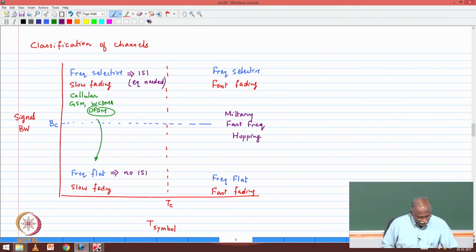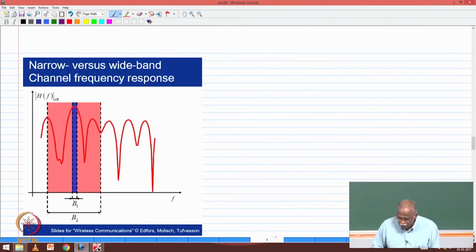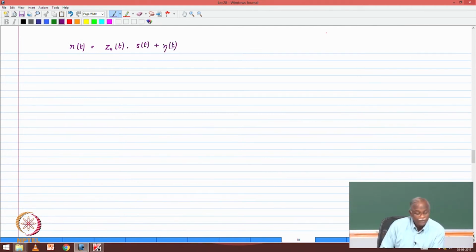Now, what I would like to do is spend a few minutes on one more insight that I would like you to have, and this is very important for the following reason. When we talked about the time autocorrelation, what did we say? The R of t was Z0 of t multiplied by S of t times eta of t, correct?